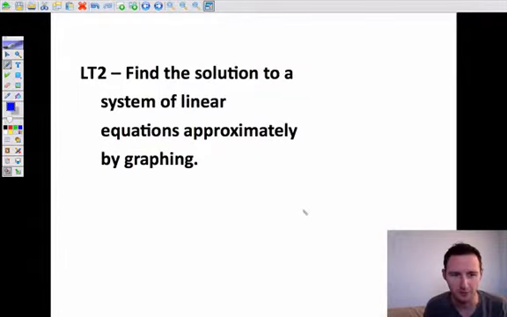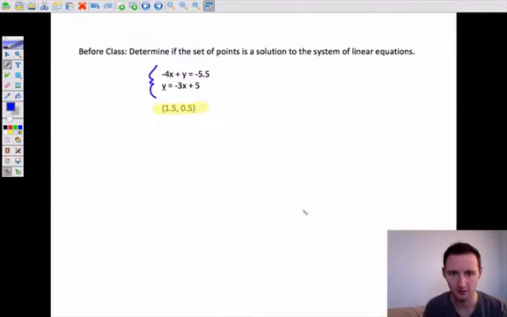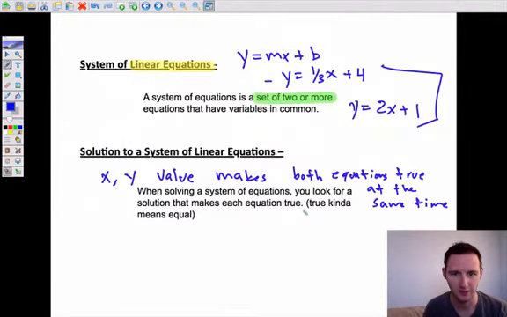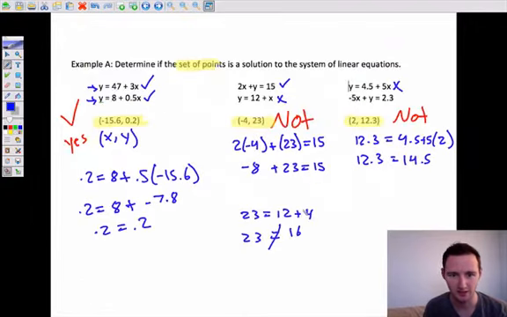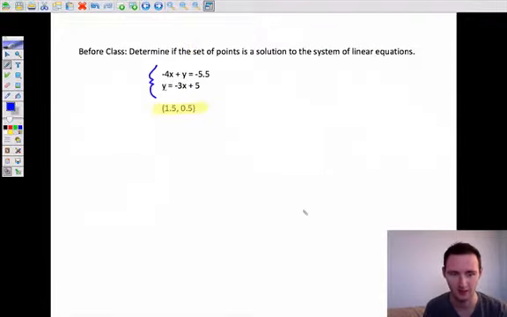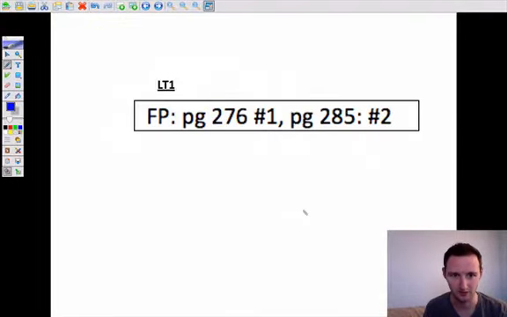Okay, just a real quick review. In the first video, we talked about what it means to be a solution to a system of equations. We went through some examples, and we basically said that it's the point, or the x comma y, that works for both equations. And that's what the solution is.